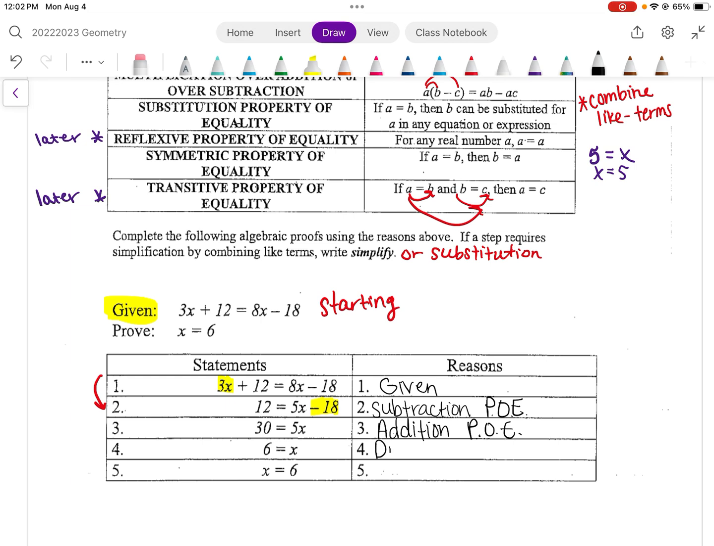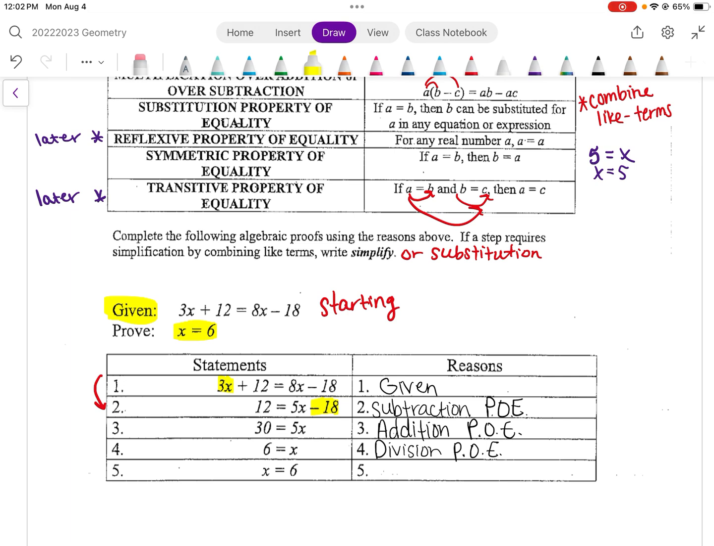So what did they do to get rid of that 5? They divided. So division, property of equality for that one. Now from here, most of you guys would just say, okay, we're done. We proved that x equals 6. Almost. Notice the proof statement says x equals 6, but you have 6 equals x. You want it to match exactly.